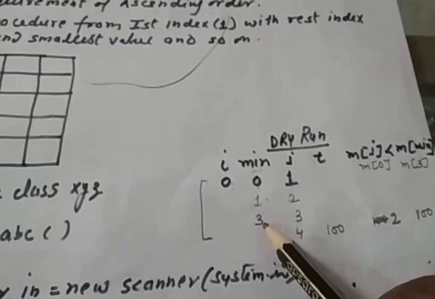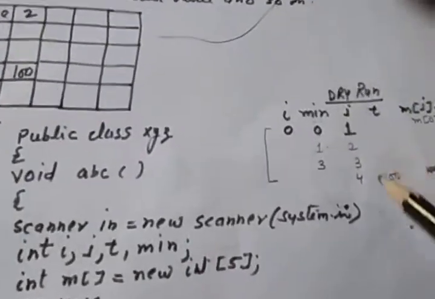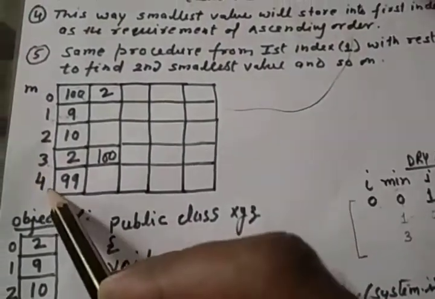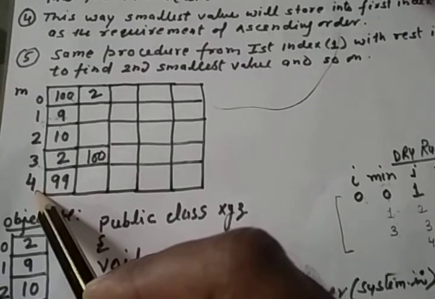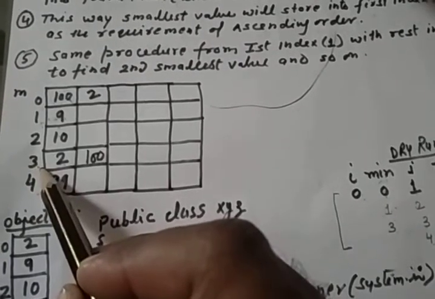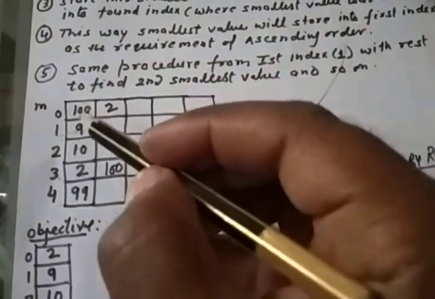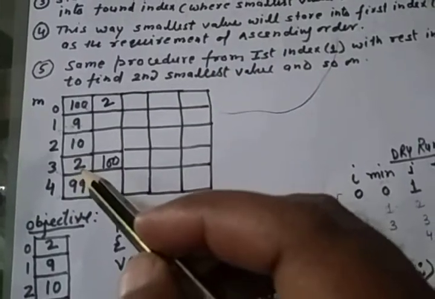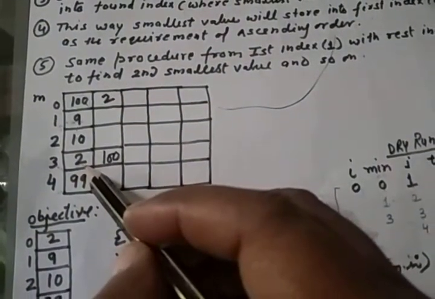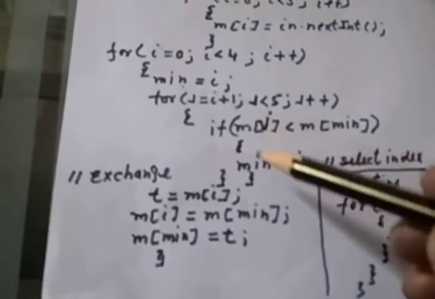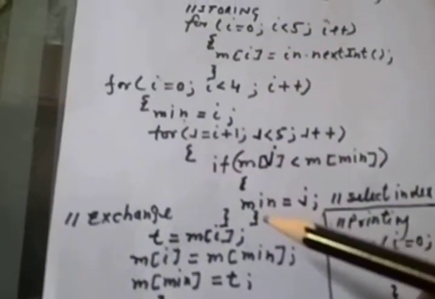Got it? After this, we take j equal to 4. j equal to 4 means I am talking about this one. m[4] less than m[min]? No. So what we did so far: in the first pass we found where the smallest value is stored, at the third index. After coming out of this loop, we got the smallest value and its index.